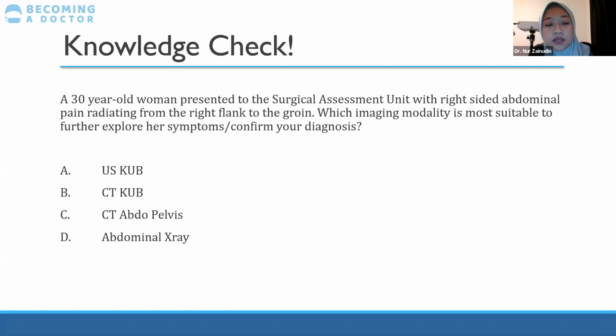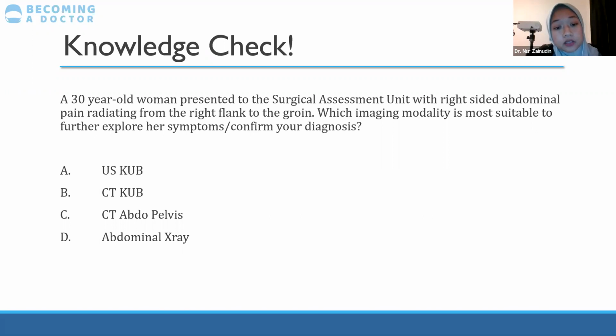So CT KUB is, as we've mentioned before, she's 30 years old, so she is a woman of childbearing age. So we don't tend to go for CT scans straight away. We tend to go with the non-radiating modality first. And usually in a young 30-year-old woman, an ultrasound is usually sufficient to see the stones. CT abdo-pelvis is also the same, so we don't tend to go for CT, and also with the abdo-pelvis, you might not be able to see what we're looking for.